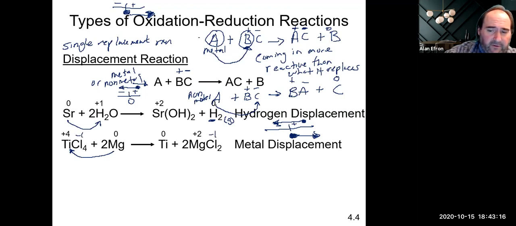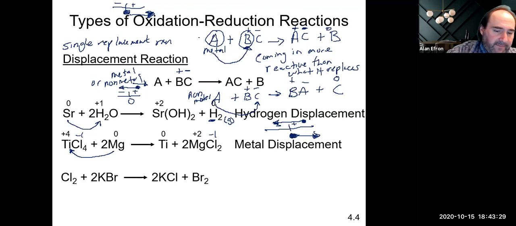Nothing happening with the chlorine. Again, kind of a spectator ion in this case. But since we are displacing a metal, it is sometimes referred to as a metal displacement, probably also best referred to as a single replacement reaction. We also saw this, I think, in an earlier experiment.